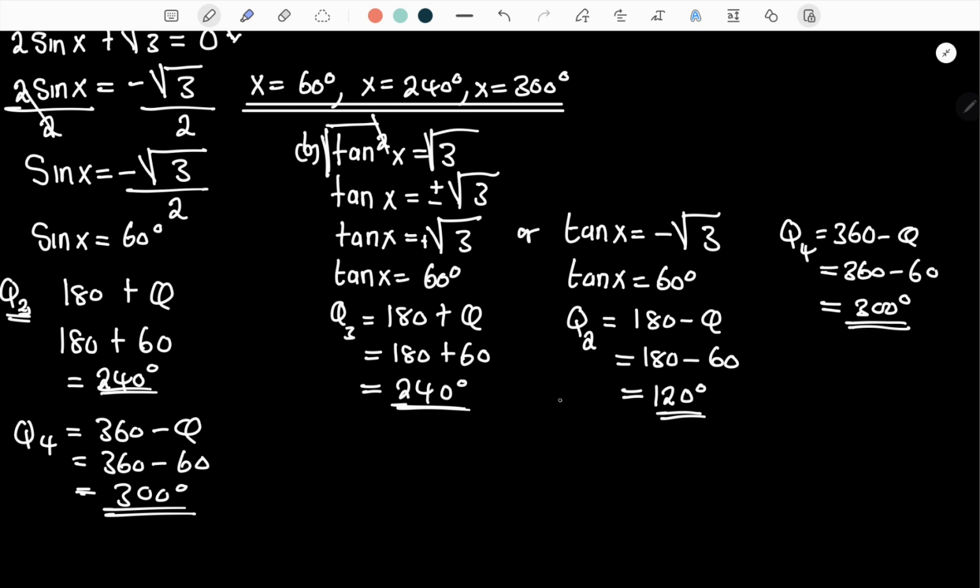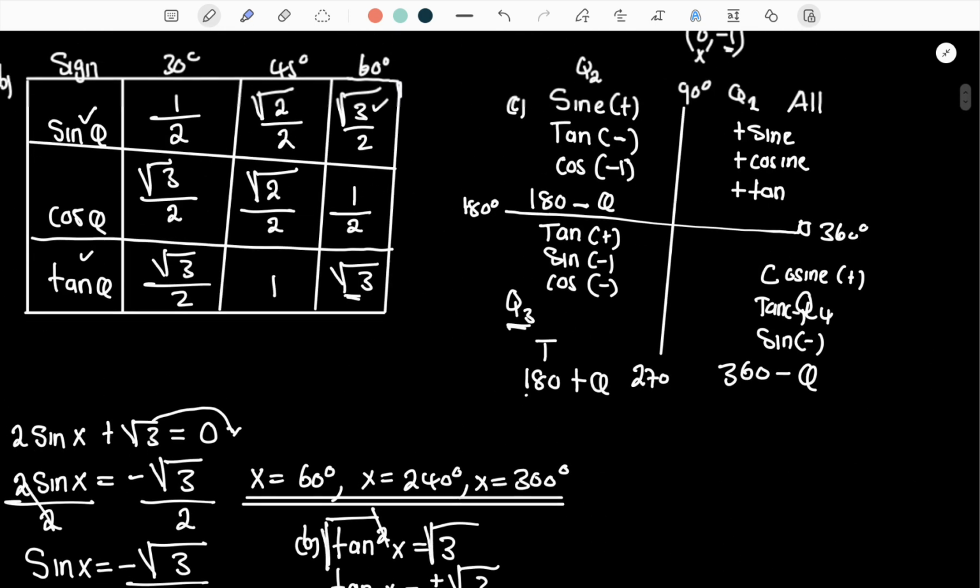So what are the possible values of x? The possible values of x for this particular equation are going to be, you are going to write your 60 degrees, then you're going to write your 120 degrees, then x can also equal 240 degrees, and also 300 degrees. So this is going to be your answer for the first question. For the second question, that is how you solve. Okay? That is how you solve, and that is how you make everything simple.